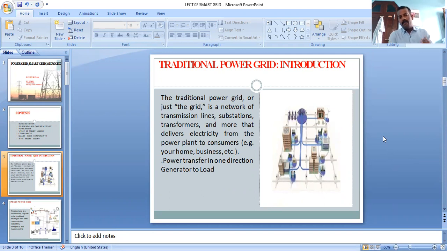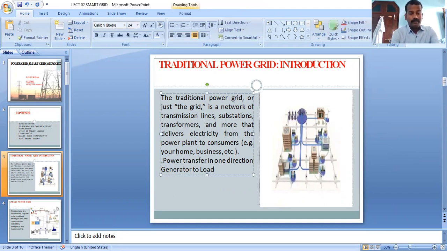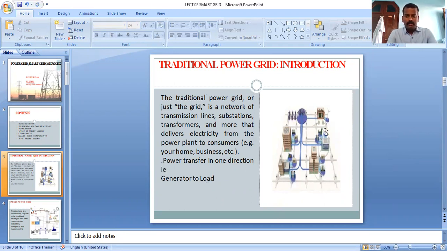This means power transfer from one direction, means generator to load, generator to load. You can see in diagram this is the power plant and these are the loads. They are looking at industrial loads or simple home load.